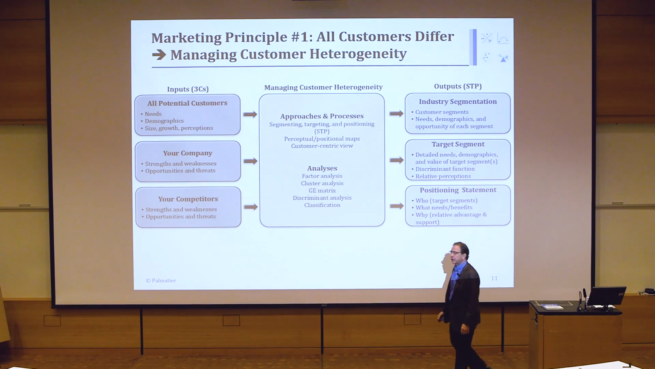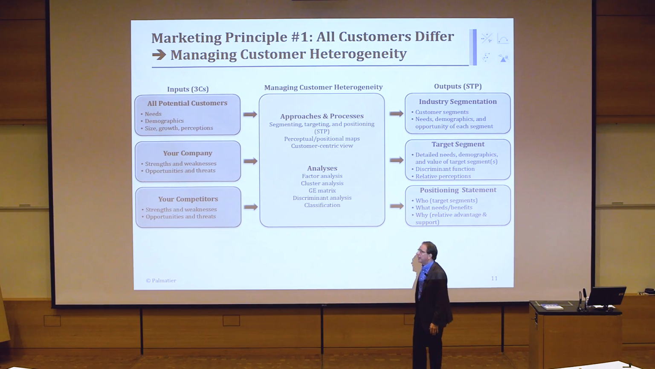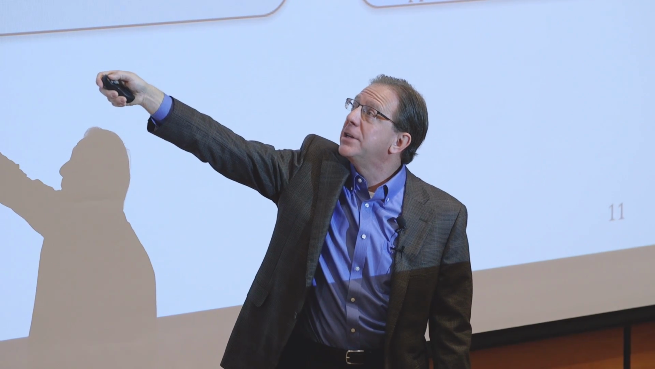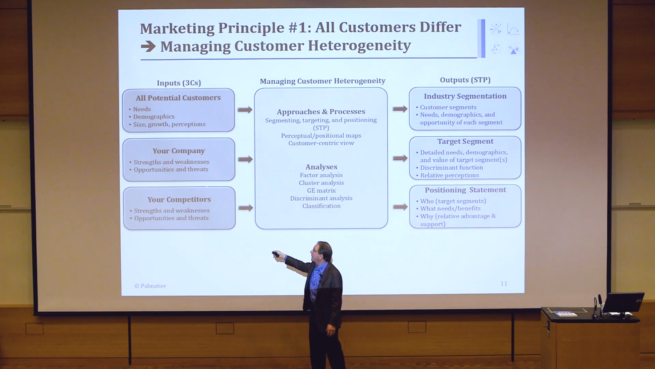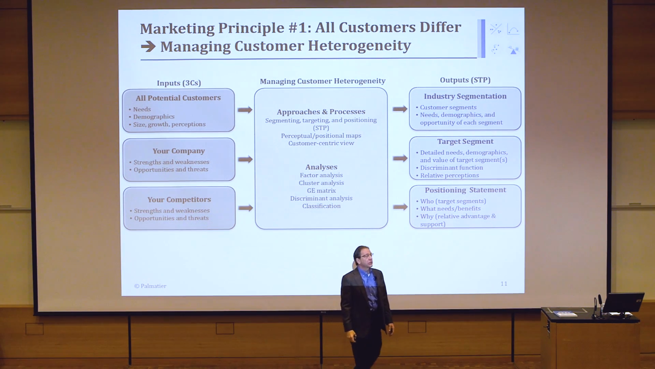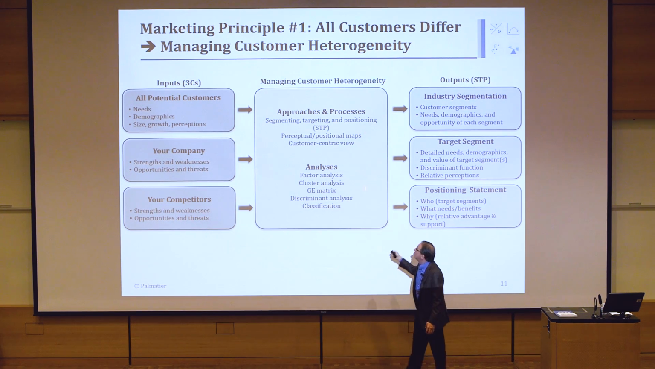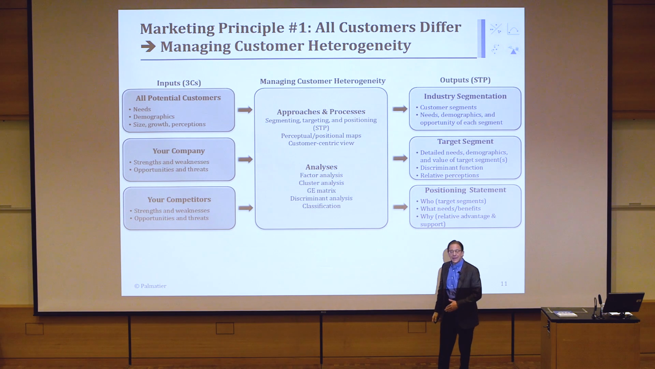Let's walk through this, and we're going to go through this again when I do the whole chapter just on market principle one. The inputs are what sometimes are called the 3 C's. It's information about all your potential customers, their needs and their demographics. Things about your company, or your SWOT analysis: strengths, weaknesses, opportunities, threats. You need to have that information about your competitors too. You take these 3 pieces of information about your customers, all potential customers, not existing, your company, your competitor, and you feed it through these approaches and processes and analyses: segmentation, targeting, and positioning, and we'll go into a lot more detail. That's the basic process for dealing with the idea of all customers different.